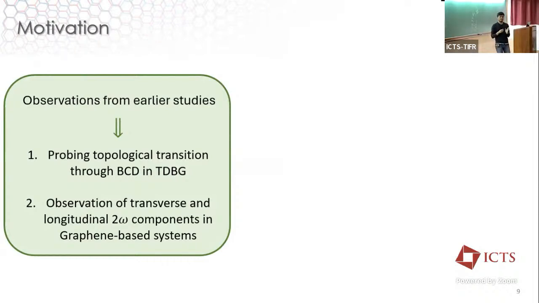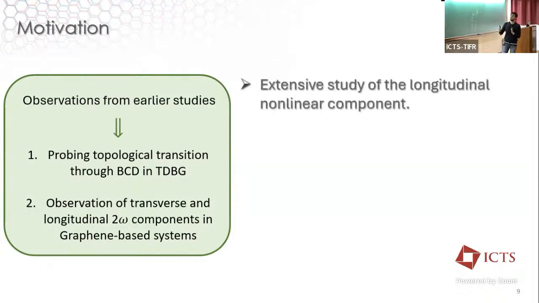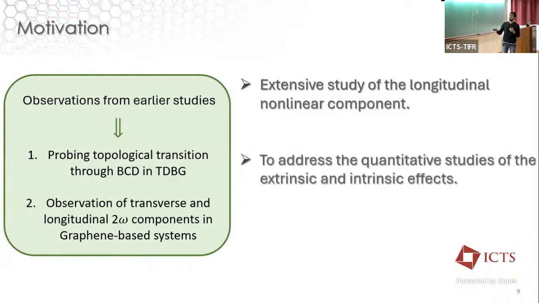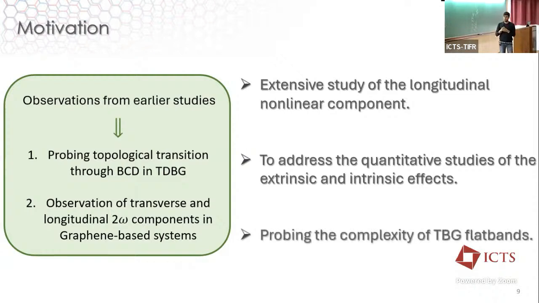Now, one thing that was lacking was the extensive study of the longitudinal nonlinear component, which is something that we wanted to look at. And secondly, we wanted to address the quantitative studies of how these different contributions, intrinsic and extrinsic effects, can actually influence this nonlinear transport. And lastly, we wanted to investigate if it is possible to utilize this nonlinear transport to probe the intricacy of the band topology in twisted bilayer graphene.